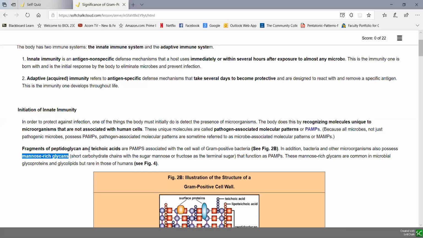So this actually allows us to recognize groups of microorganisms. By recognizing peptidoglycan monomers, we can basically recognize any bacterium with a peptidoglycan cell wall. By recognizing teichoic acids and lipoteichoic acids, we can recognize any gram-positive bacterium. By recognizing mannose-rich glycans, we can recognize many different microbes that have that unique component.